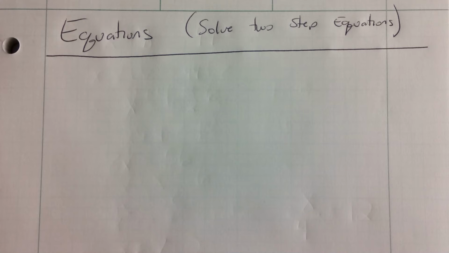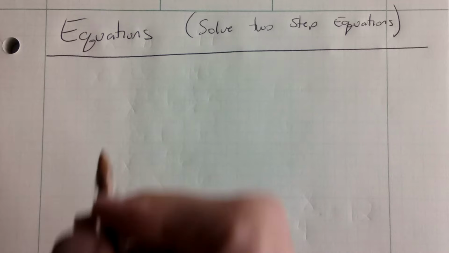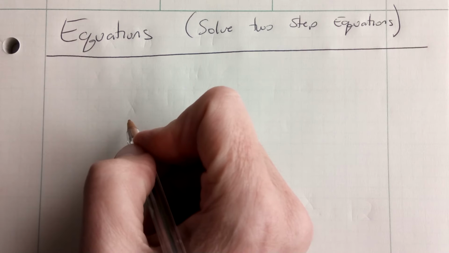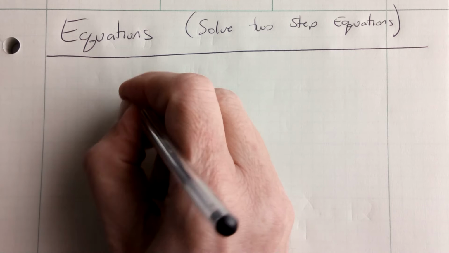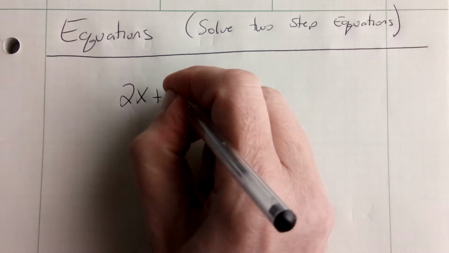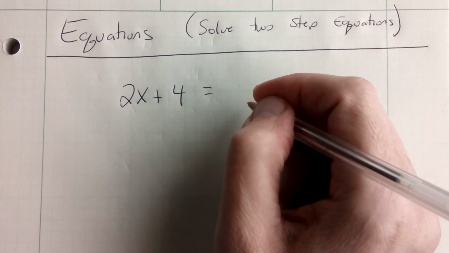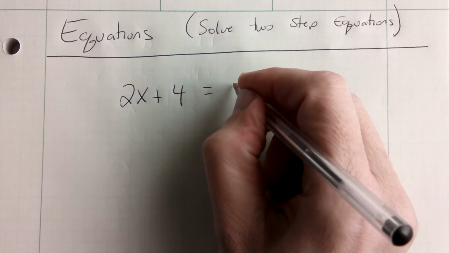Welcome. We're going to learn how to solve a two-step equation today. Now remember, equations are expressions that have an equal sign. A two-step equation just means we're going to have two things that are being done on one side of the equation and usually just a number on the other side.